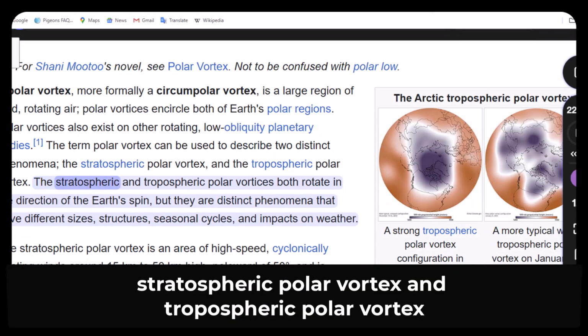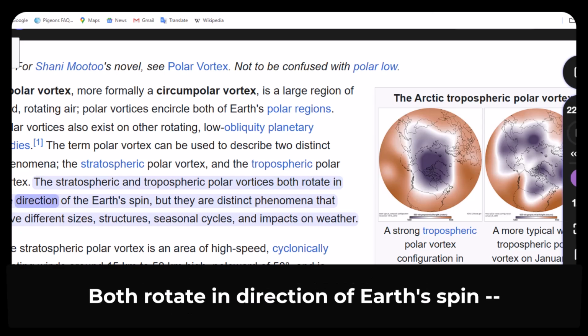The stratospheric and tropospheric polar vortices both rotate in the direction of the Earth's spin, but they are distinct phenomena that have different sizes, structures, seasonal cycles, and impacts on weather.